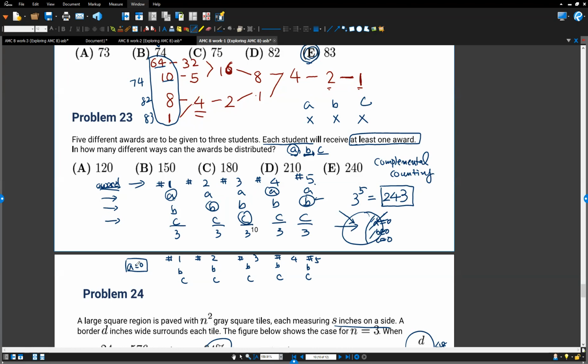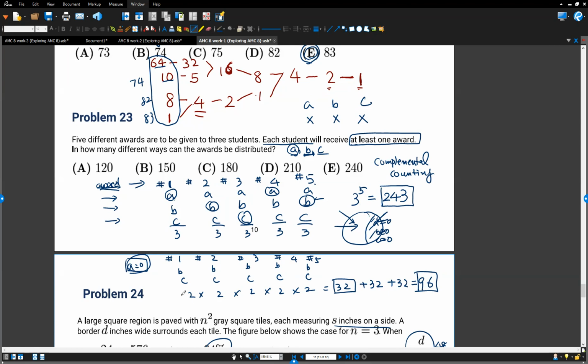A gets nothing. How many choices? 2 times 2 times 2 times 2 times 2, how many? 1, 2, 32. So 32 is the count where A gets nothing. B gets nothing is also 32. C gets nothing is also 32. The total for nothing is 96, which should be taken out.